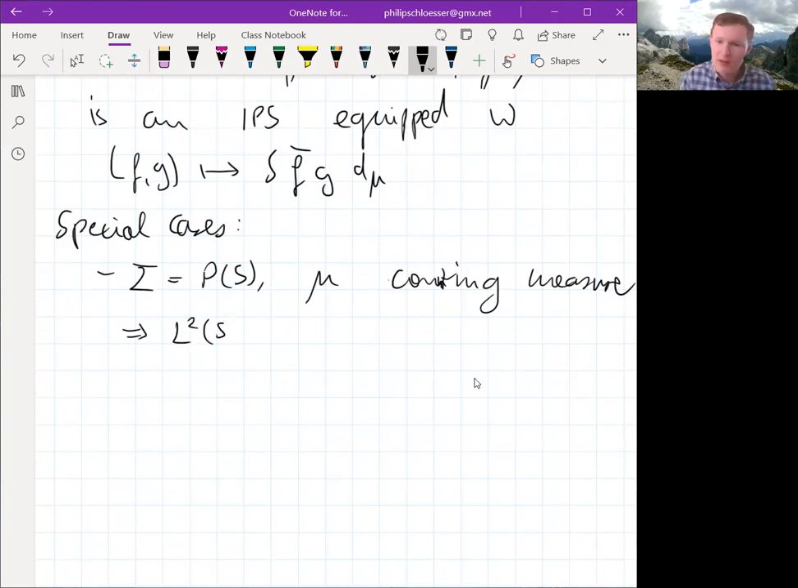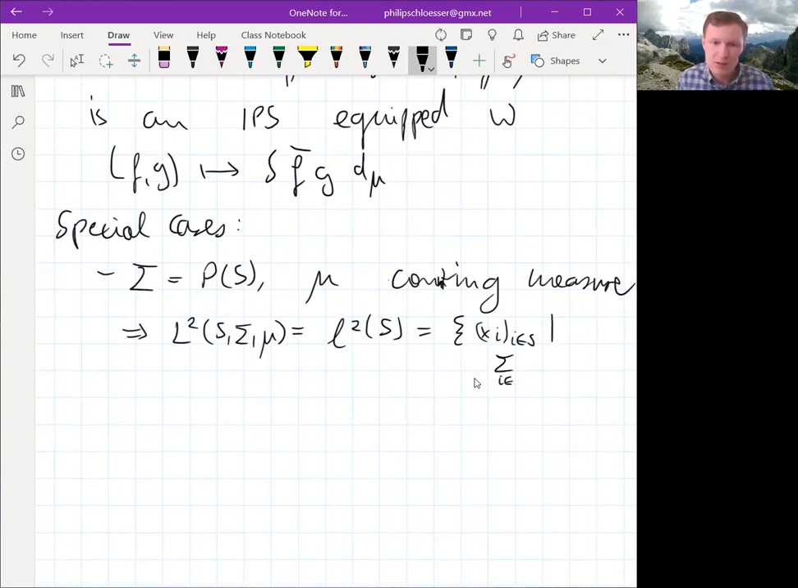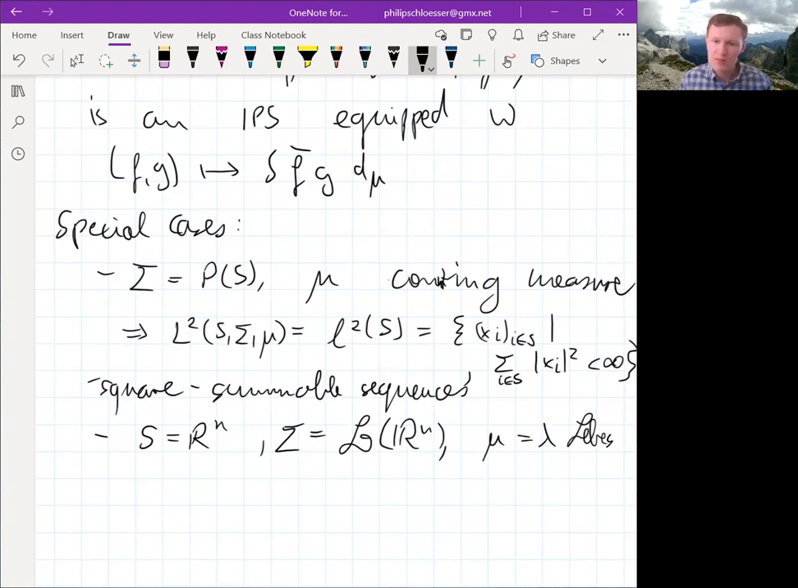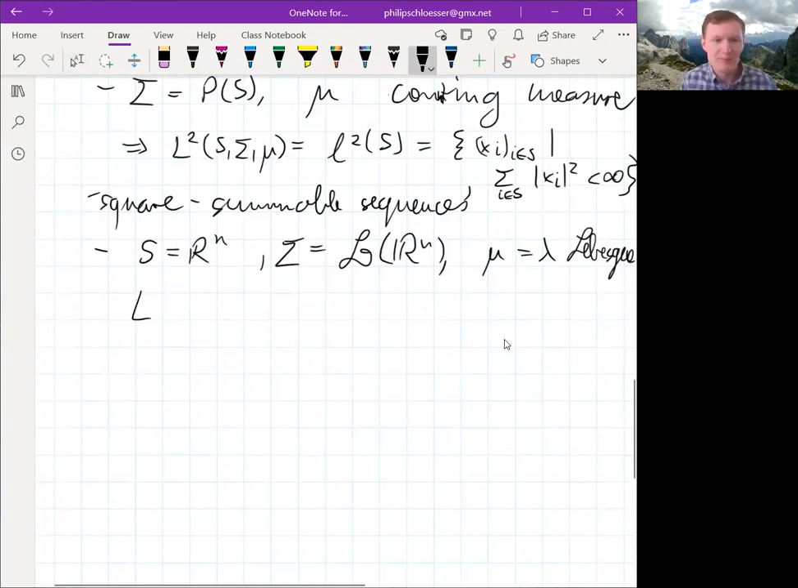So then L2 is just what we call small l2 of S, which are these square summable sequences indexed with S, such that the sum of |xi|² is less than infinity. Square summable sequences. And then of course the set is Rn, sigma the Borel sigma algebra, and μ being the Lebesgue measure. Then it's just the integral we are used to, where you don't really need to care about the fact that it's a Lebesgue integral instead of a Riemann integral.